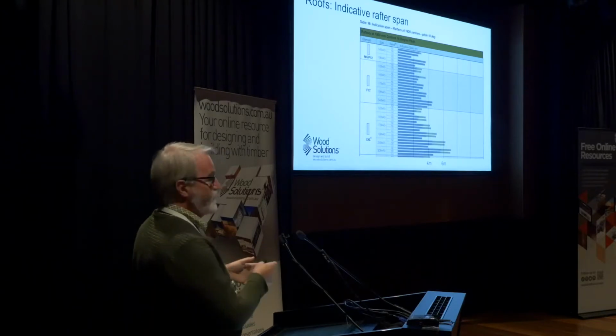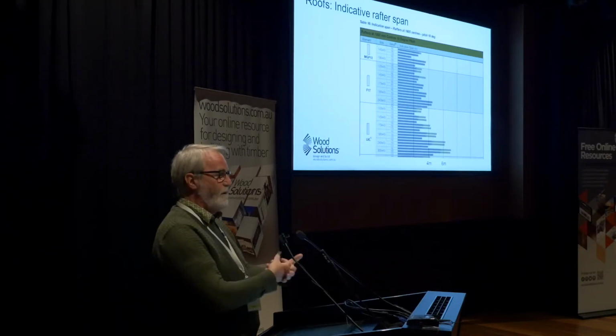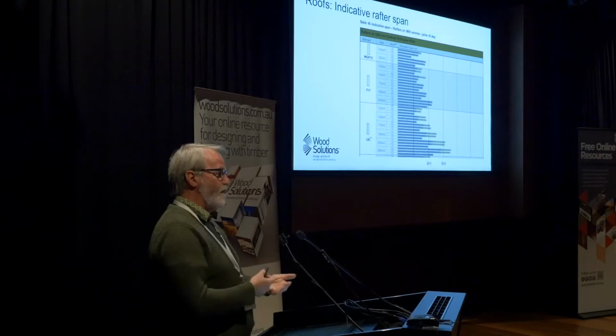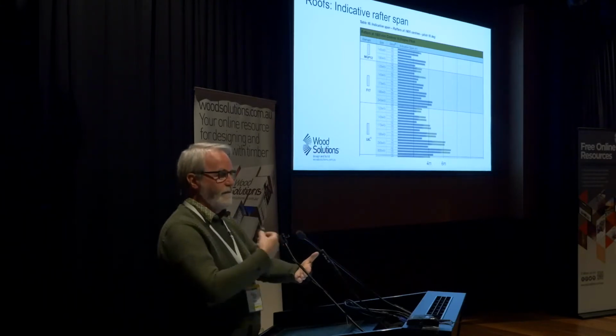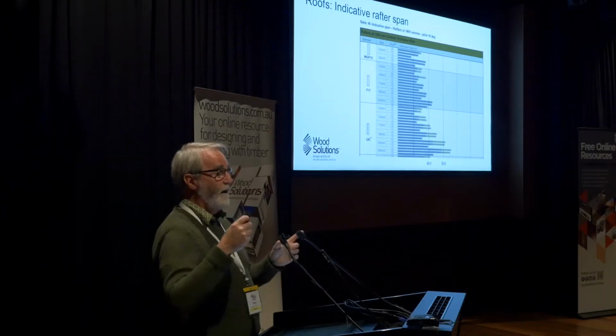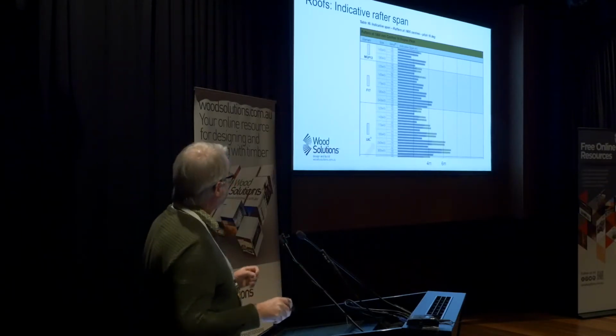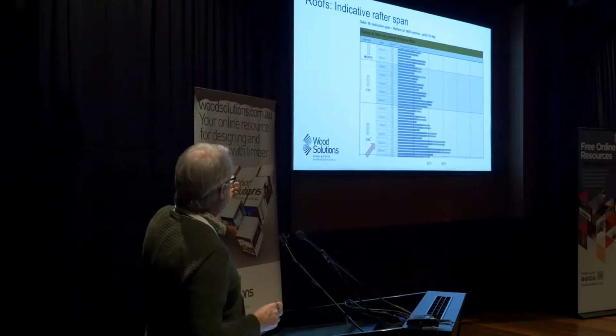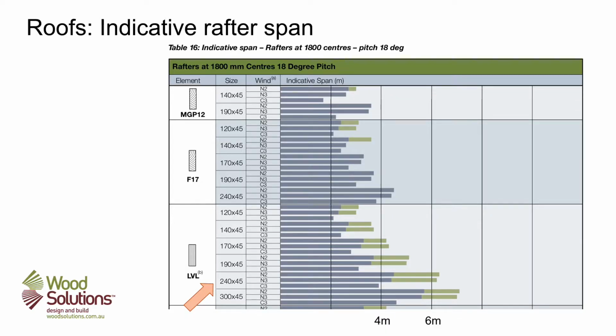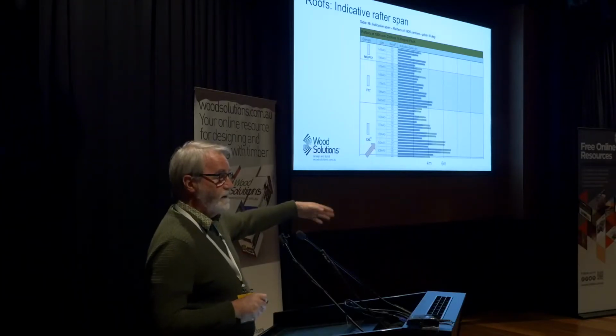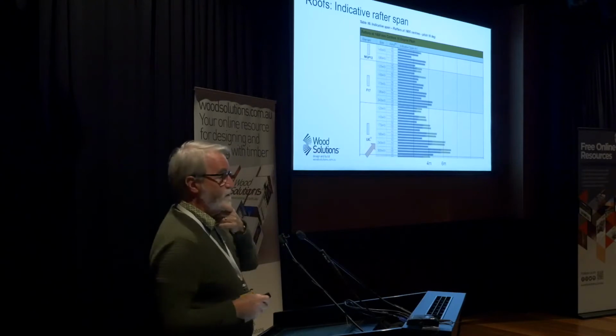So the aim of this, obviously, is that if you're doing a preliminary design, you can go through the guide and say, okay, I'm likely to need something of this size if I'm going to have these sorts of things at this sort of spacing. So in our case, we might say we're going to use LVL, we've got a 240 by 45. If we've only got single span, we're likely to be able to go out to about 4.2 metres. If we've got it as a continuous span, we might be able to take it out towards 6.